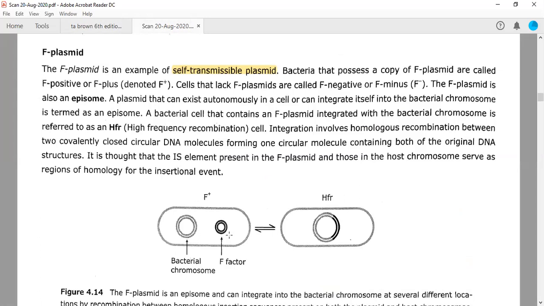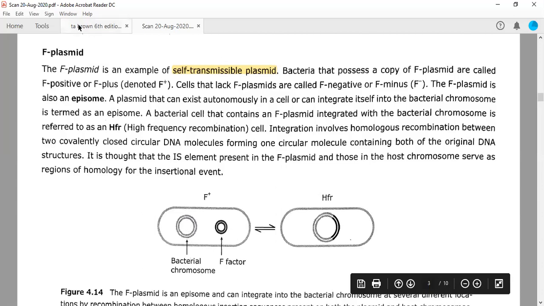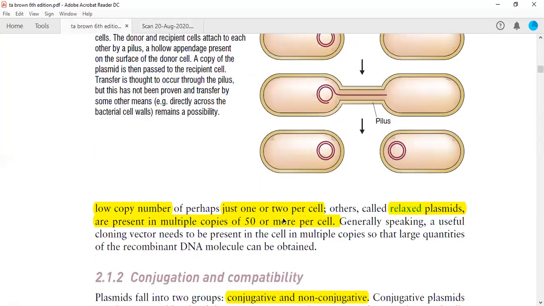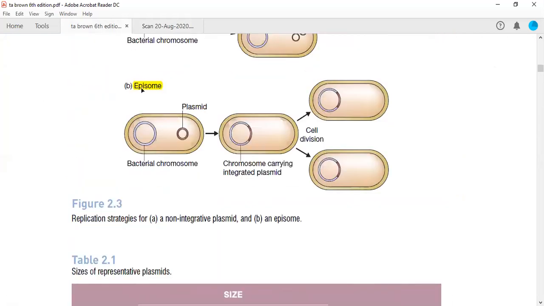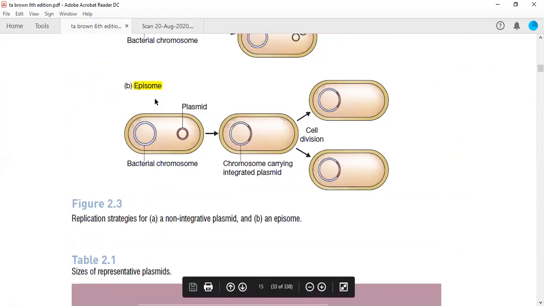Fine. Now suppose this F plasmid is integrated into the bacterial chromosome. As in the case of an episome, this plasmid is integrated into the chromosome and can be received by the daughter cells after division of the bacterial cell. So this Hfr is a kind of episome.